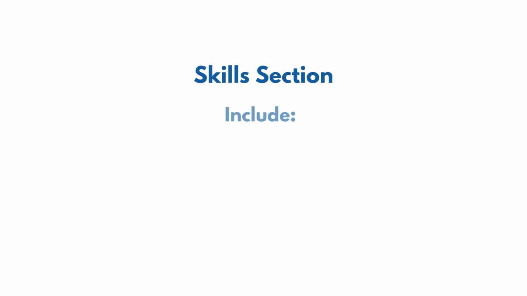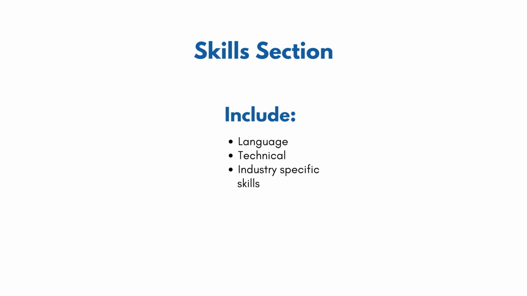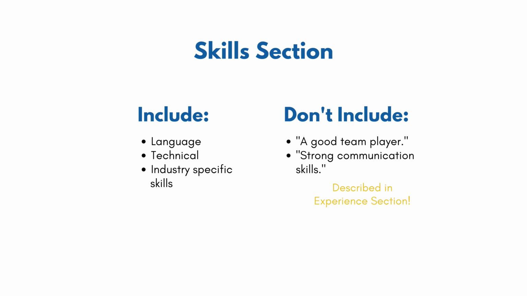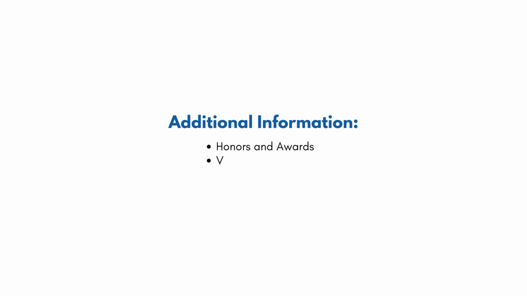Another section to include in your resume is the skills section. You want to include language, technical, and industry-specific skills. You should not include things like a good team player or strong communication skills. Those skills should be described in your experience section. You can also include additional information on your resume, such as honors and awards, volunteer experience, and campus involvements.